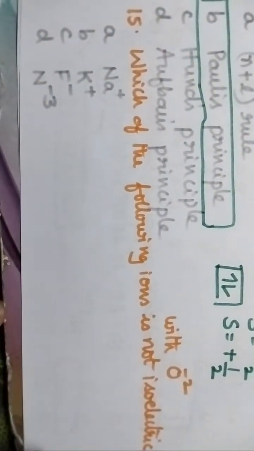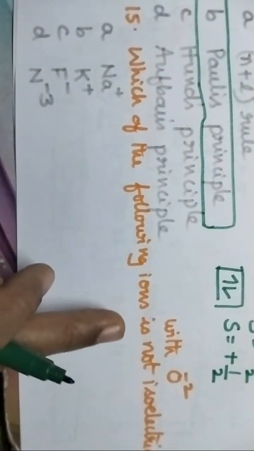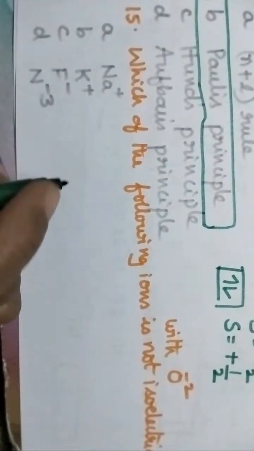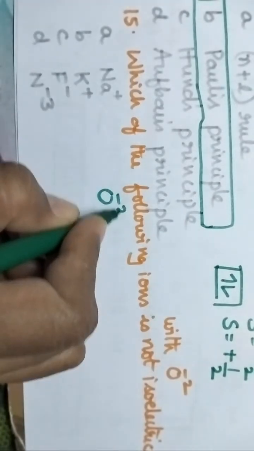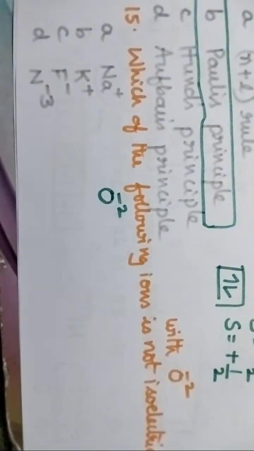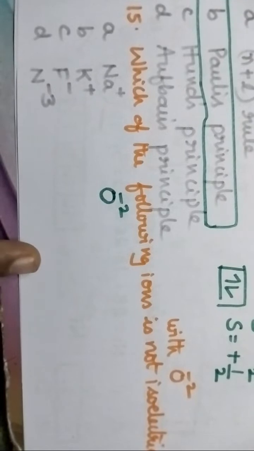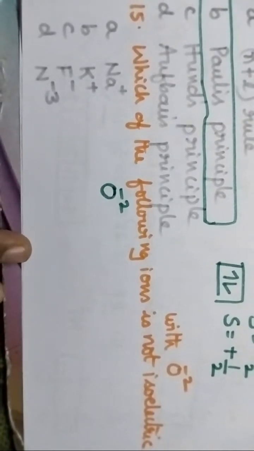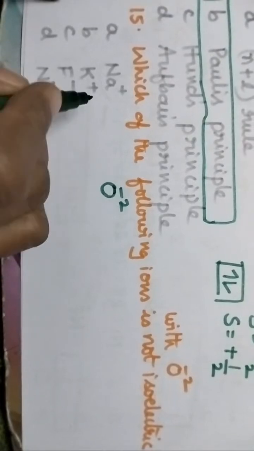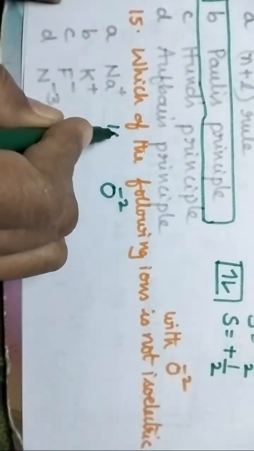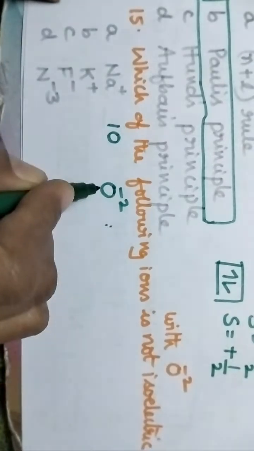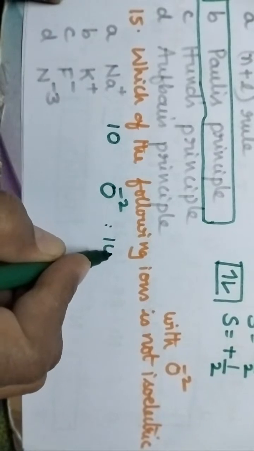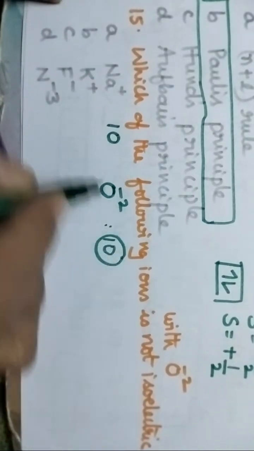Coming to the 15th question, which of the following ions is not isoelectronic with O minus 2? Isoelectronic means containing the same number of electrons. What is your answer? Tilak, very good. O minus 2 means the atomic number is 8 and minus 2 means 2 extra electrons are present, so the number of electrons will be 10 for O minus 2.